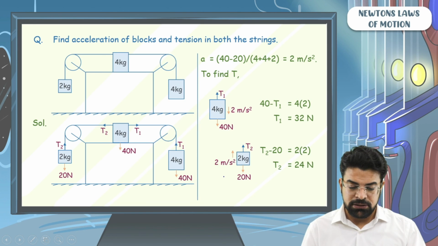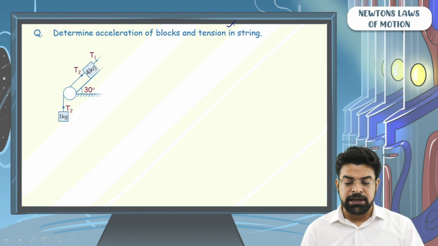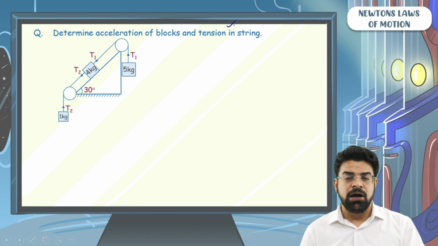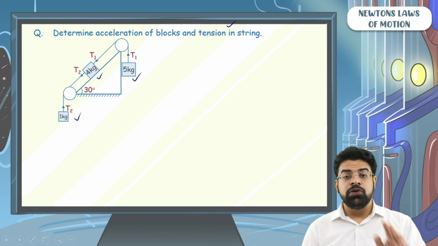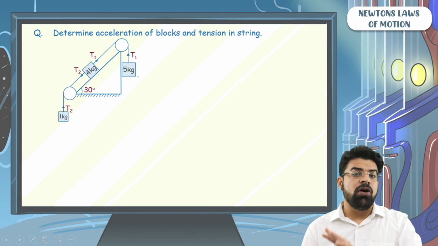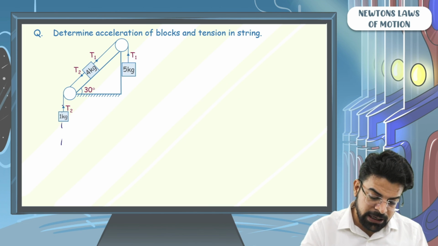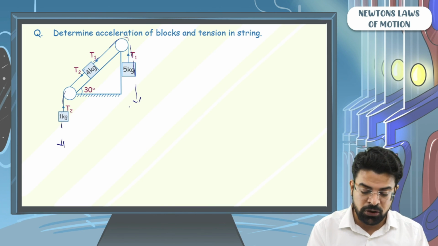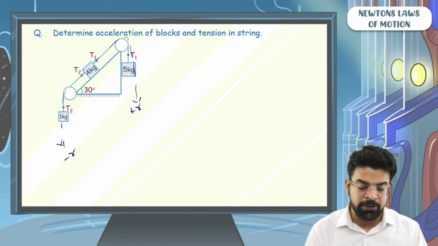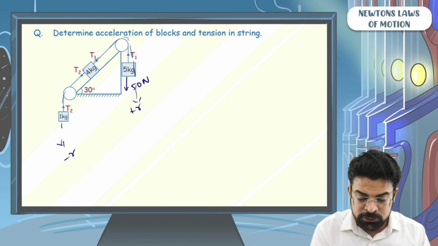Let's practice next example. Determine the acceleration of block and the tension in string. So here again you have got 3 blocks, a block of mass 1 kg, 4 kg, 5 kg. You need to find the acceleration of all the 3 blocks as well as the tension in the string. So again assume the axis along the string. It's called equation along the string. Positive gamma, negative gamma. On the 5 kg, there is a force of 50 Newton towards positive gamma.